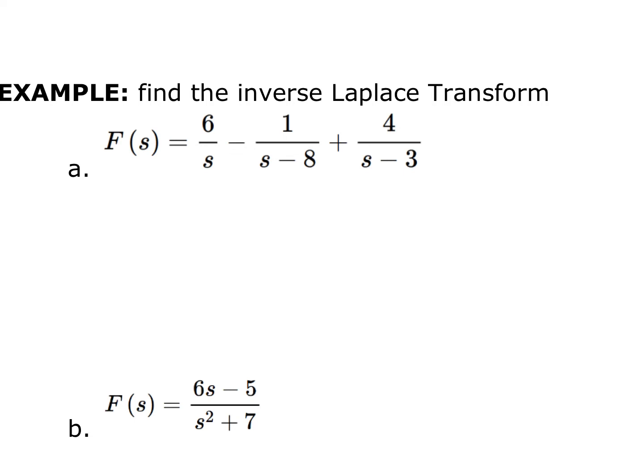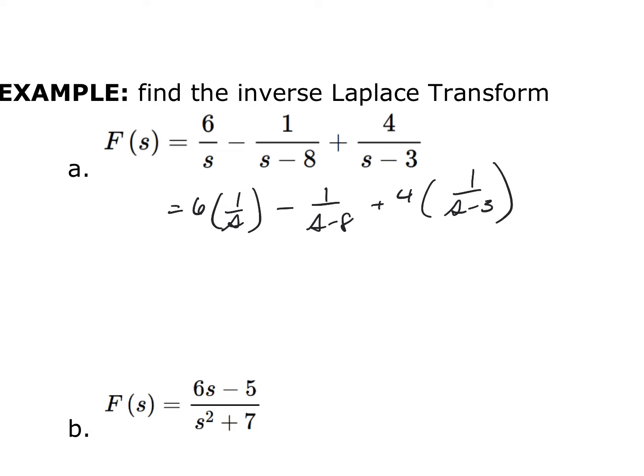Zoom it in, but there it is. I'm going to rewrite this as 6 multiplied by 1 over s. Now remember, my s's are script because otherwise they look like 5s to me. I don't have to do anything with 1 over s minus 8. I'm going to leave that like it is. But I'm going to write this as 4 multiplied by 1 over s minus 3, and the reason I'm going to do that is so that I can see that 4 is just a multiplier.